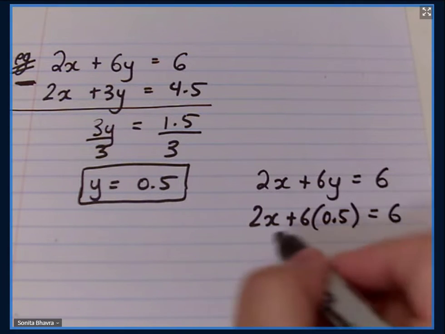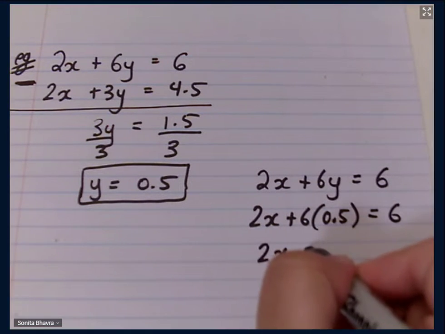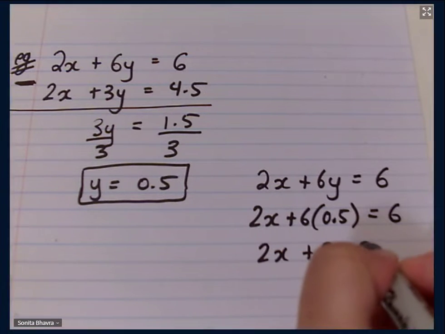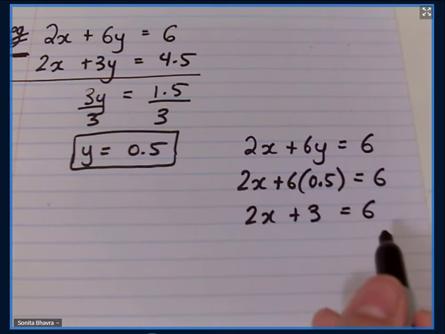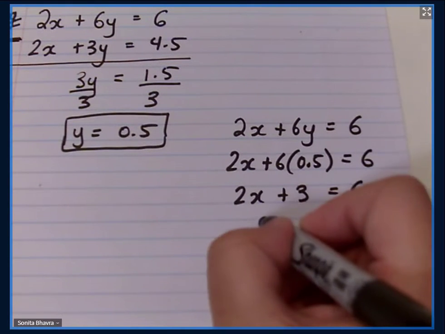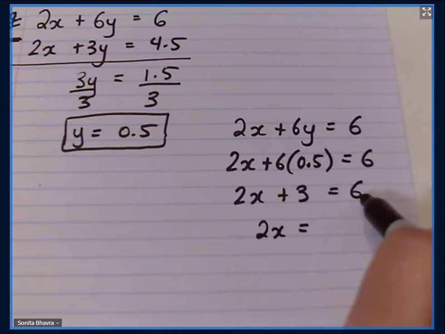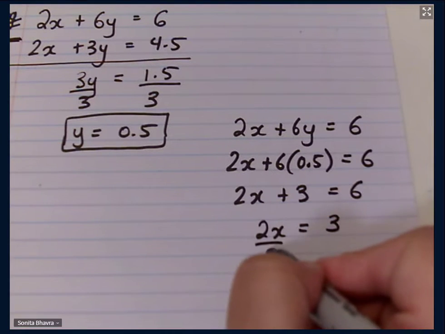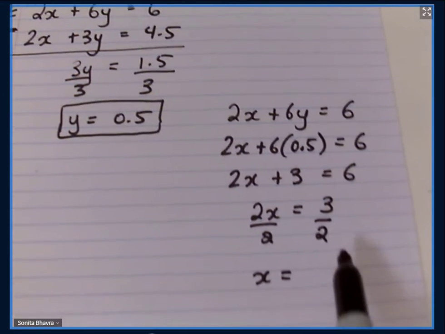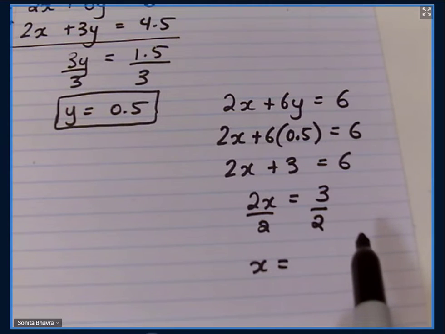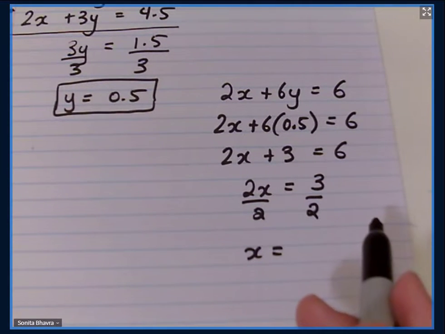And we get 2x plus 3 is equal to 6. And subtract the 3 over to that side. 2x is equal to 6 minus 3, which is 3. And then we'll divide by 2 on both sides. And since we have a decimal here, I'm just going to put this as decimal as well. 3 divided by 2 is 1.5.